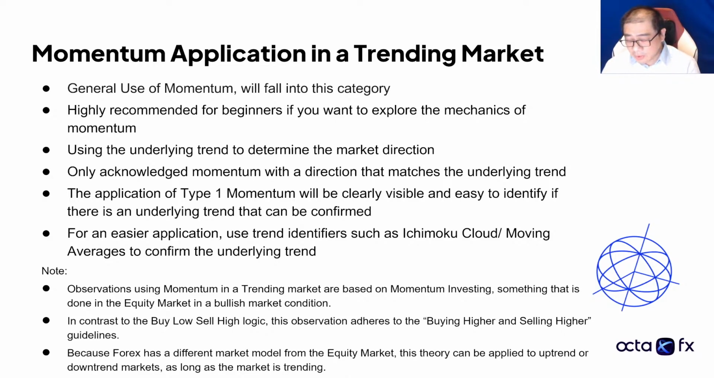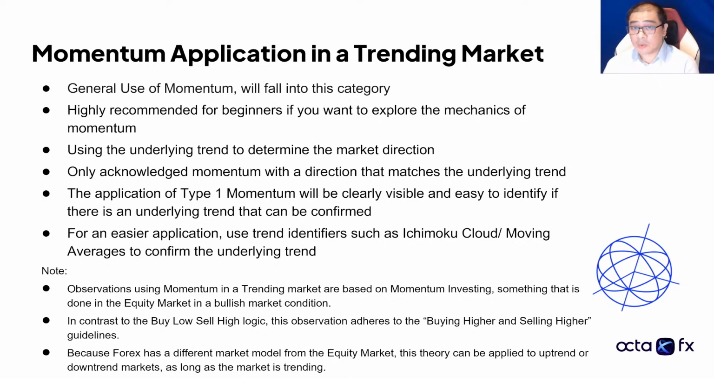Okay, just a quick note before we go on to the next slide. The observations of using momentum in the trading market are based on momentum investing. Some of you probably heard of momentum investing. This is what the equity market uses when there's a bullish market condition. So we know the logic: we buy low, we sell high. It doesn't apply in a bullish market, and that's probably why there was that question there. Oh, we apply stochastics, it's not going to work because the trend is so strong.